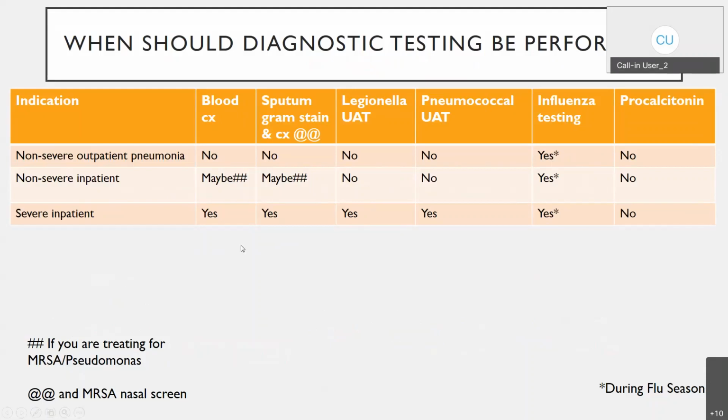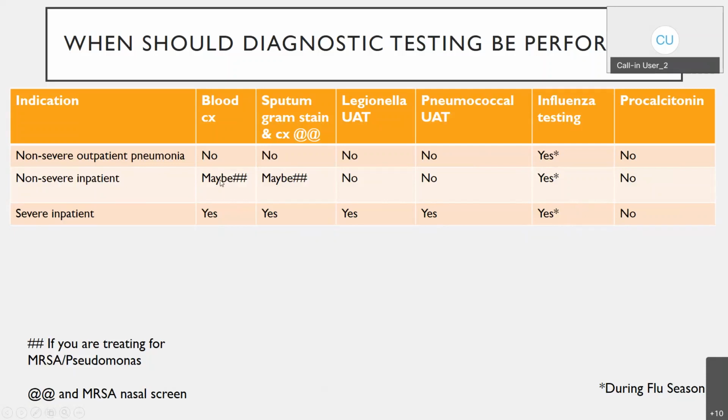In the inpatient setting, if someone has severe pneumonia, then we're going to look for resistant pathogens with blood cultures and sputum cultures. There's also urine antigen tests for Legionella and pneumococcus that are recommended for severe inpatient pneumonia. And again, your influenza testing. The place where it's a little different is in non-severe inpatient pneumonia.